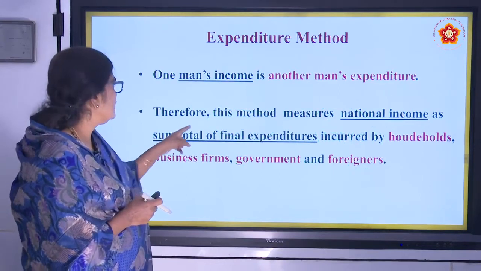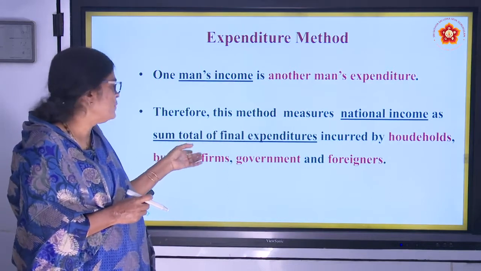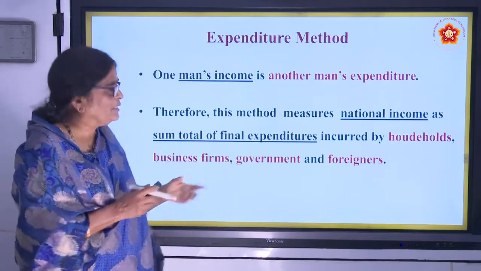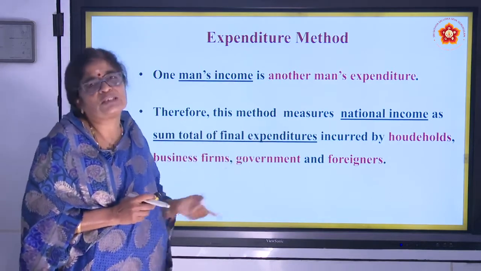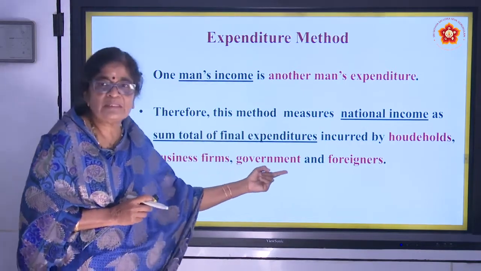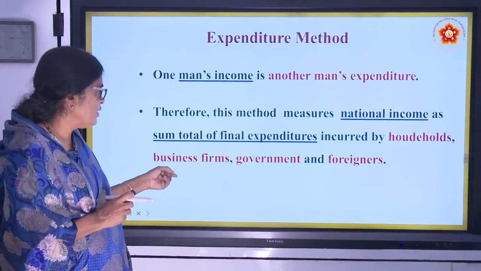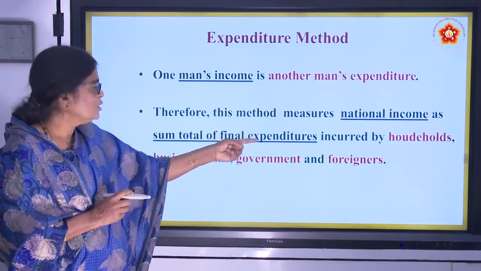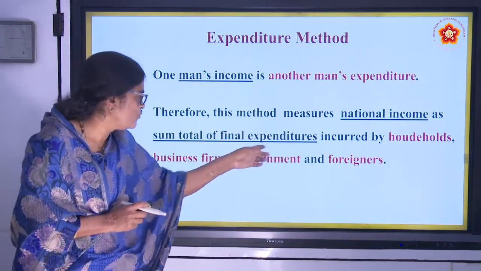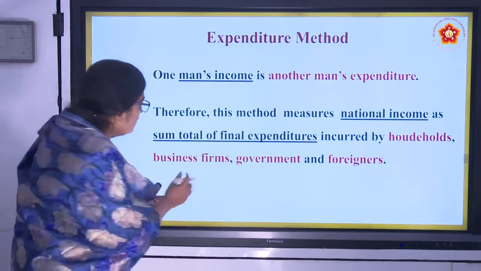You can see, therefore, this method of measuring national income is nothing but the sum total of final expenditures. We are going to study all the four sectors of the economy: household, business firm, government, and the foreign countries, foreigners. All these four sectors we are going to discuss today: how these four sectors will spend on the goods and services produced by firm I.